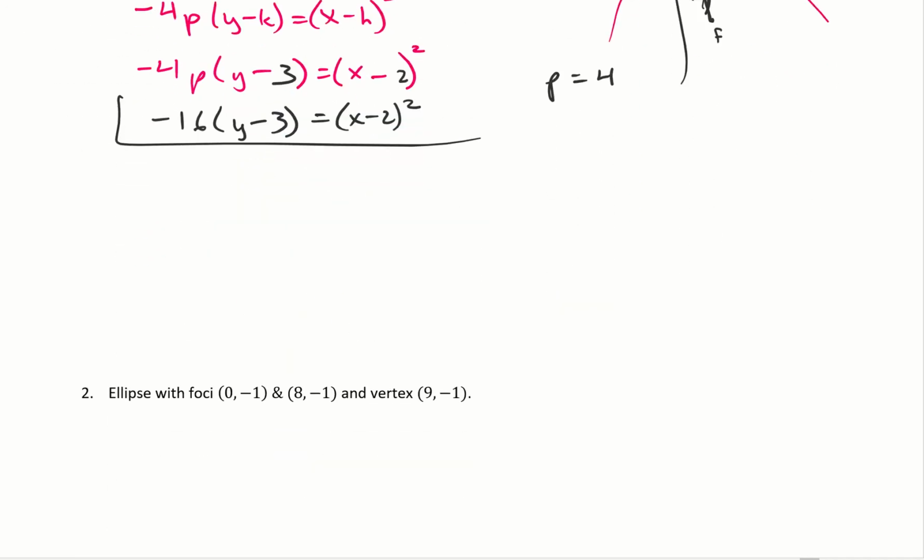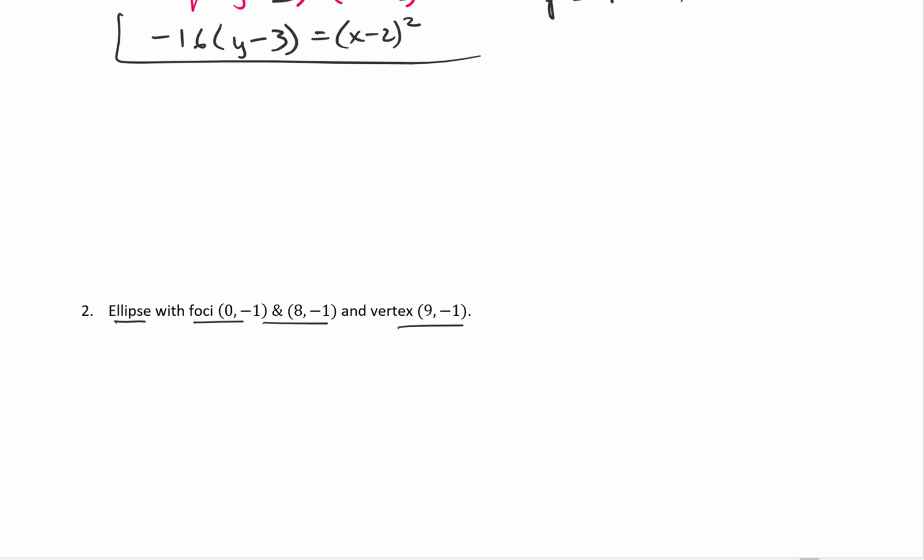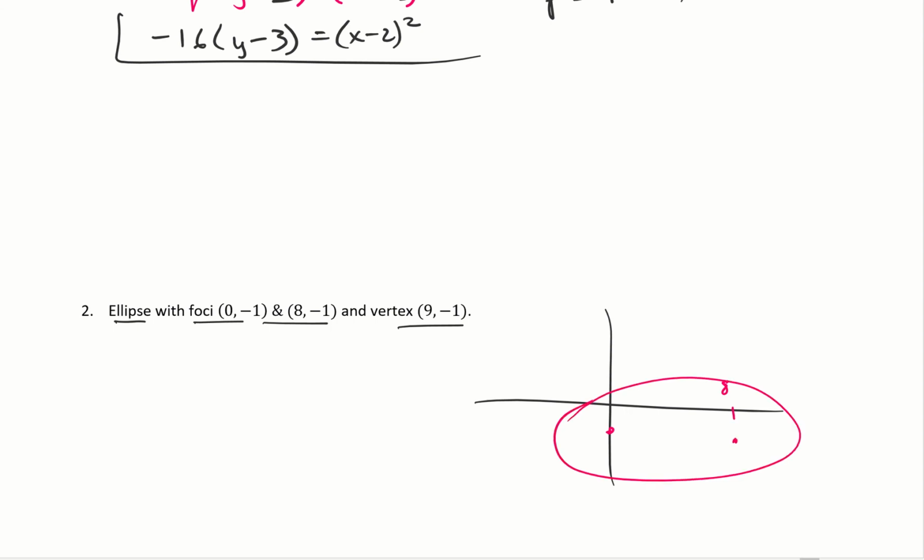Okay, this last one is an ellipse. You know what I'm going to do? I'm going to draw pictures, foci and a vertex. Okay. How many vertices are there on an ellipse? There's 2. But okay, let's draw a picture. The foci are at (0, -1) and (8, -1) down here. You know what that tells me is that the thing goes like that, because they're always along the major axis. Okay? And furthermore, the vertex is (9, -1). So out here, pretend that's 9.